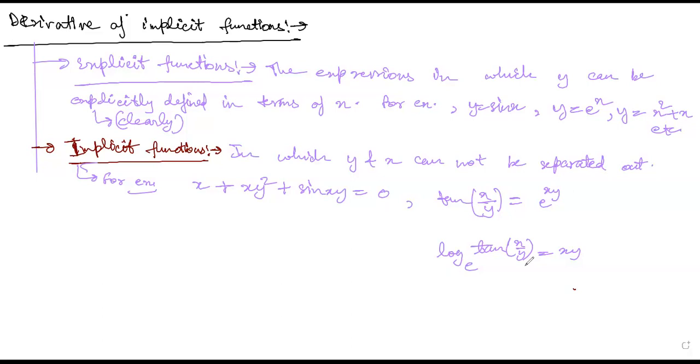Now, how to differentiate these functions? So this will be our topic. And before we actually go to the topic, everybody understood, right? What is an explicit function and what are implicit functions? If you want to ask anything, please feel free.